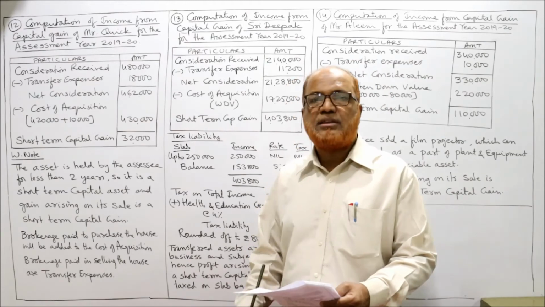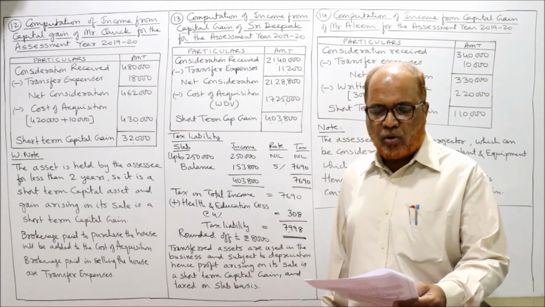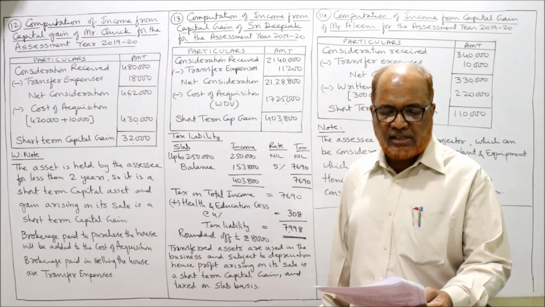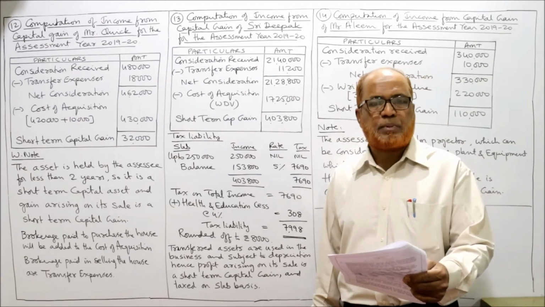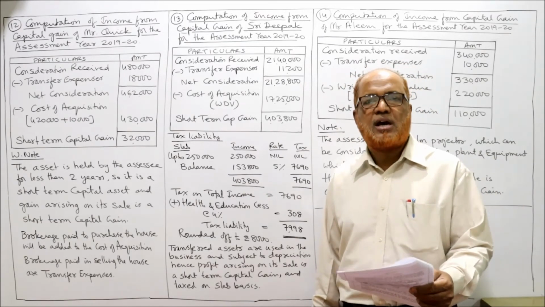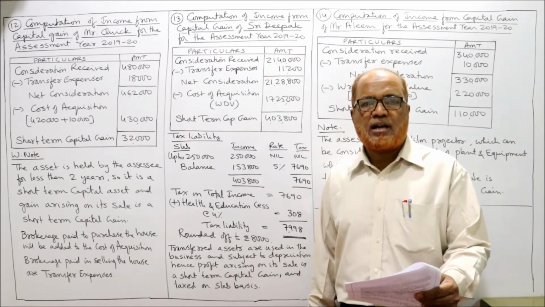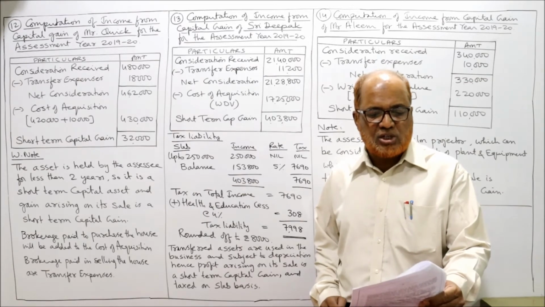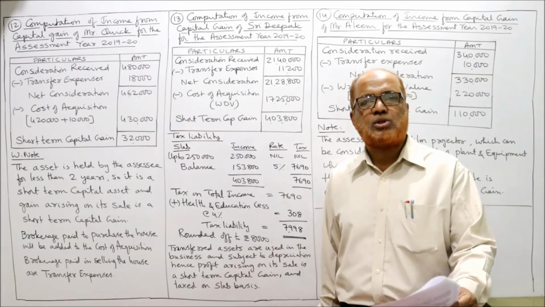Now see problem number 13. Sri Deepak purchased a machinery for business purpose whose written down value at the beginning of the previous year is 17,25,000. So here a machinery was purchased which is used in the business, and remember machinery is a depreciable asset. The written down value of the machinery is 17,25,000. During the previous year it is sold for 21,40,000 and selling expenses are 11,200.